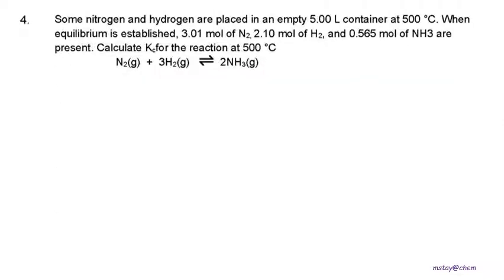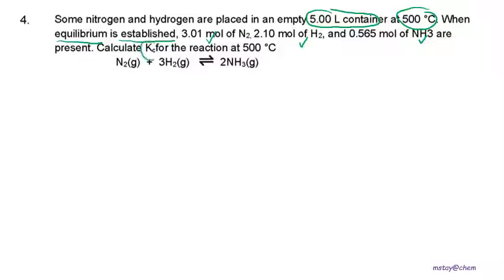Proceed to tutorial question number 4. Some nitrogen and hydrogen are placed in an empty 5-liter container at 500 degrees Celsius. When equilibrium is established, the number of moles is 3.01 mole for nitrogen, 2.1 mole for hydrogen, and 0.565 mole of NH3. Calculate the Kc for the reaction at 500 degrees Celsius.